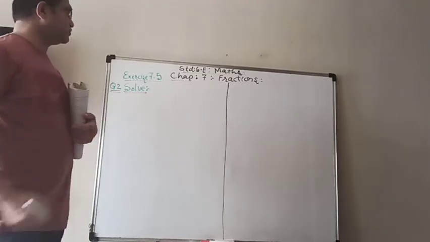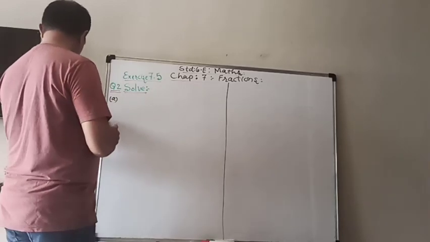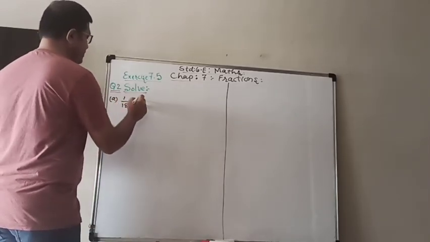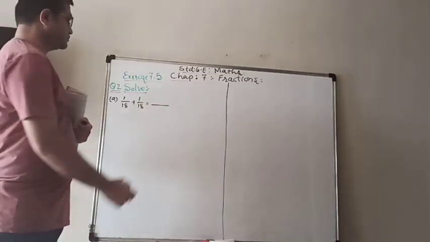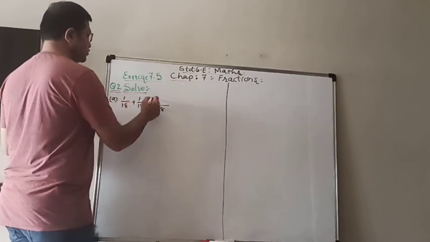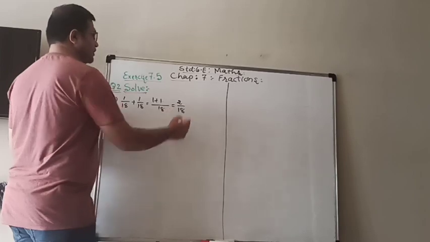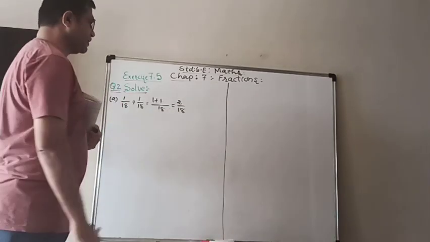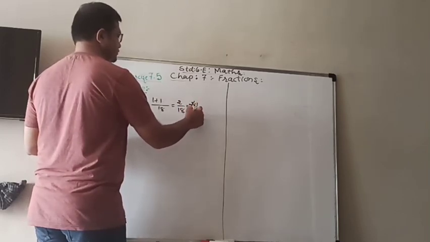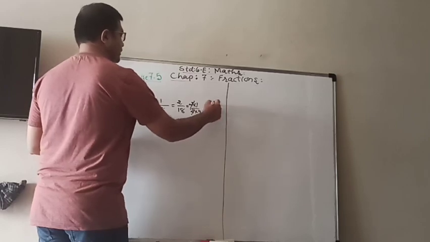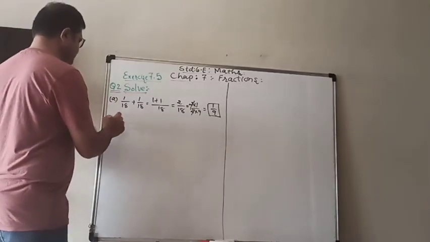Now question number 2. Solve. First one is 1 upon 18 plus 1 upon 18. Now you can see that 18 is there and we have to just add the numerators. 1 plus 1 is 2. 2 upon 18. Cancellation can be done. 2 ones are 2, 2 nines are 18. So the answer is 1 upon 9. So it is very simple.